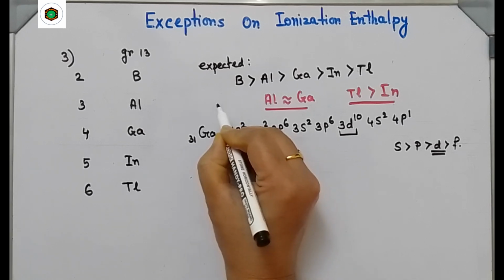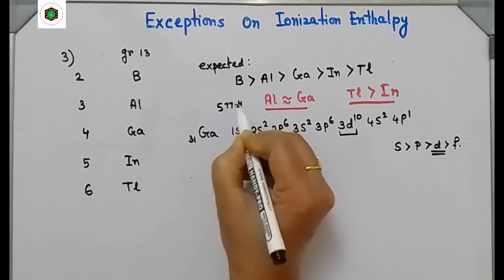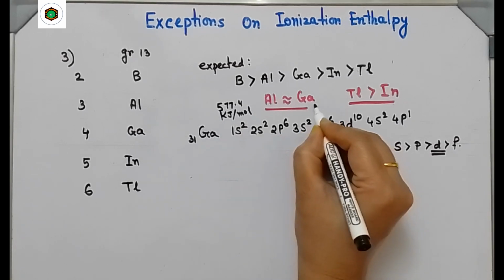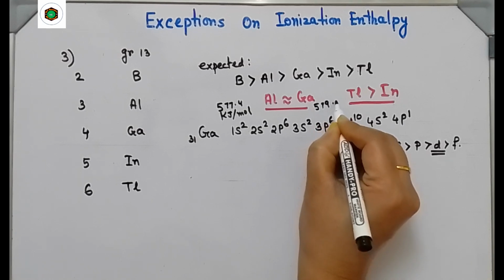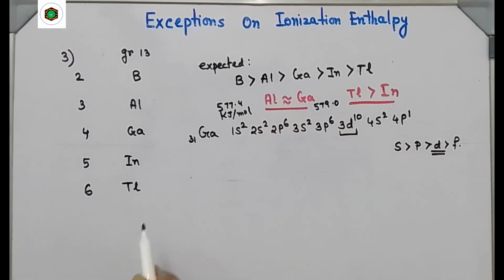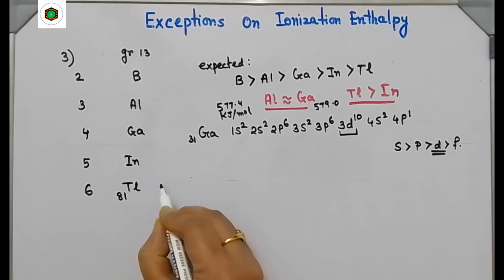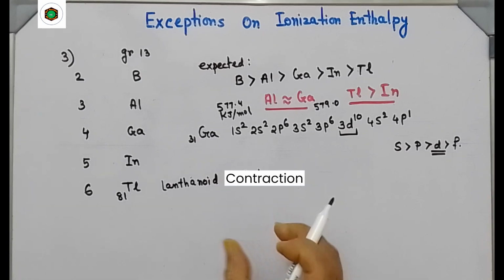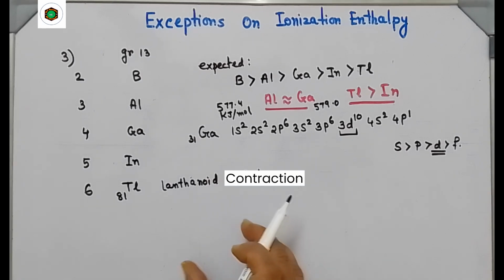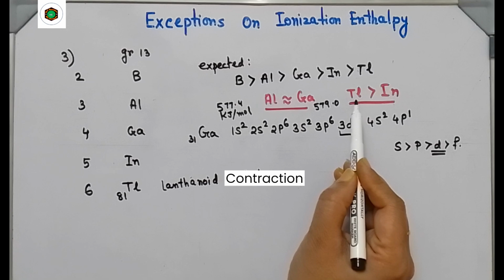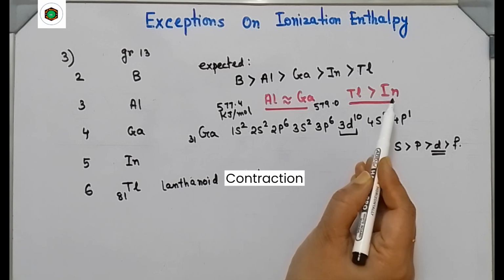Aluminium is having 577.4 kilojoule per mole, and gallium is having 579.0 kilojoule per mole. Now thallium is having atomic number 81. So there will be lanthanoid contraction, and due to lanthanoid contraction it is having F subshell electrons which are having very less screening power. So it's very difficult to remove those electrons. That's why thallium is having higher ionization enthalpy value than indium.